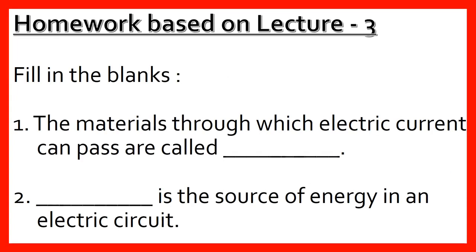Let us now have a look at some of the homework questions. These questions are based on lecture number 3, which we just discussed. Starting with fill in the blanks. Number 1. The materials through which electric current can pass are called dash. Number 2. Dash is the source of energy in an electric circuit.